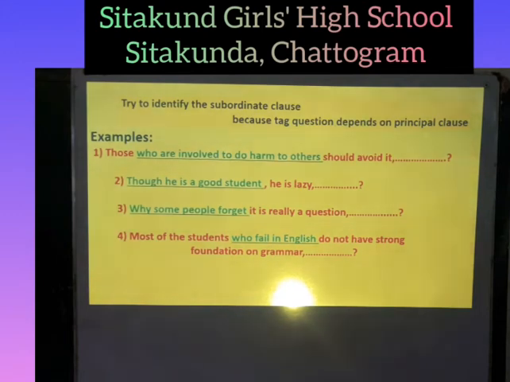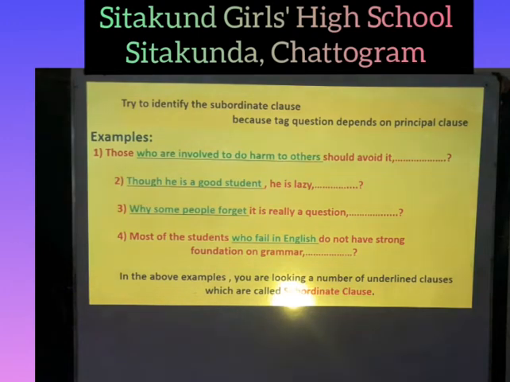Look at some examples. Example 1. Those who are involved to do harm to others should avoid it. And example 2. Though he is a good student, he is lazy. And example 3. Why some people forget, it is really a question. And example 4. Most of the students who fail in English do not have a strong foundation on grammar.